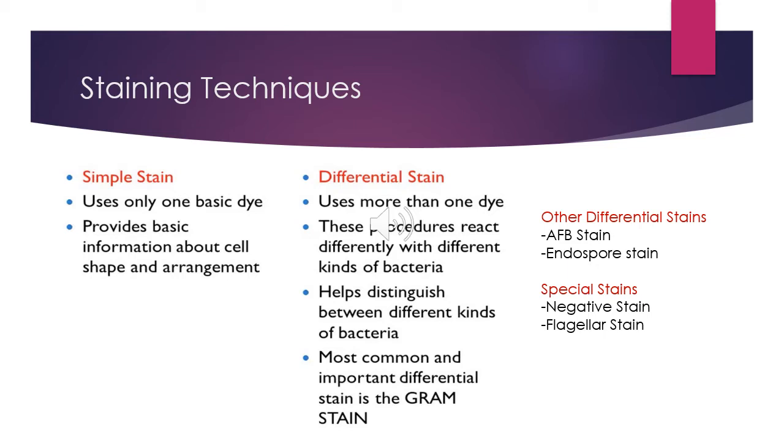and their morphology. The most common differential stain that we use in the laboratory is the gram stain. This will differentiate gram-positive from gram-negative organisms. Other differential stains include your AFB stains, which stain the organism with fuchsia, pink, or purple, and the endospore stains seen in Bacillus species. Other special stains include your negative staining and flagellar staining.